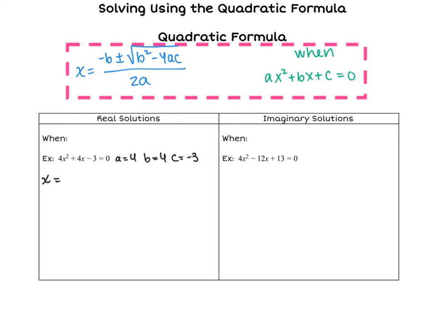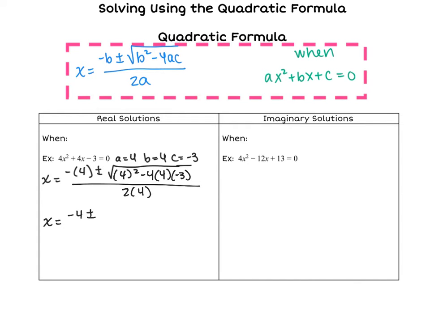We have x equals negative 4 for b, plus or minus the square root of b, which is 4 squared, minus 4 times a, which is 4, times c, which is negative 3. All of this divided by 2 times 4. Now this gives us x equals negative 4 plus or minus the square root of 64, over 8.